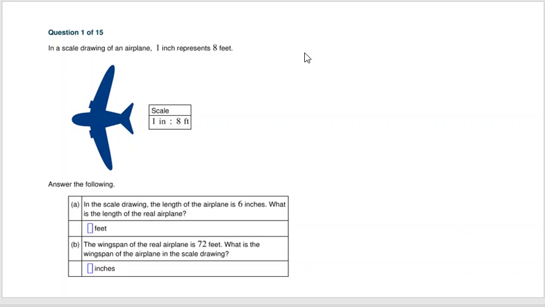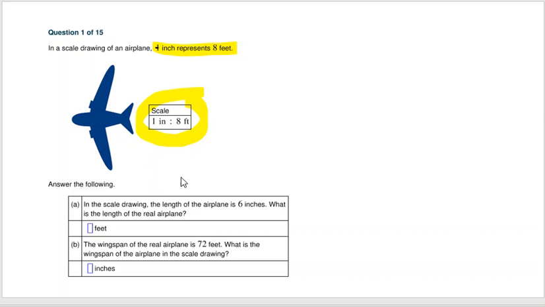So, question number 1 says, in a scale drawing of an airplane, 1 inch represents 8 feet. And in the real world, scale factor is something that you are going to see in lots of different situations. So if 1 inch is representing 8 feet, that means our scale right here is that 1 inch equals 8 feet. So if you see the drawing of the airplane, that means for every inch on the drawing, the real life plane would be 8 feet for every inch. Okay. So it says, answer the following.